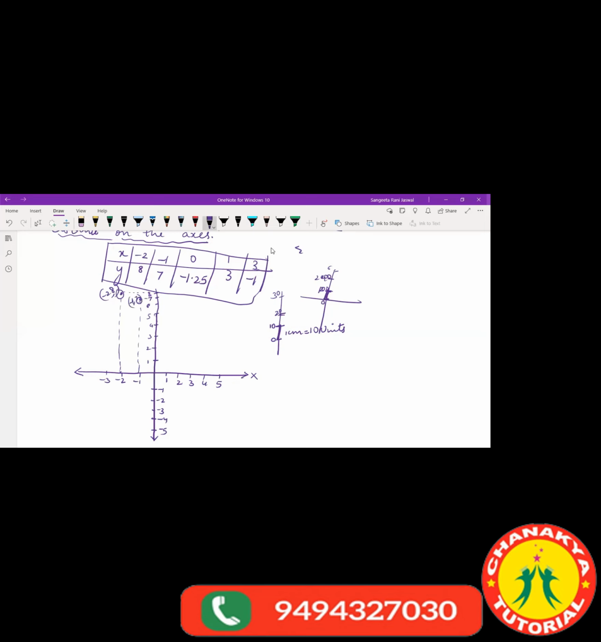Okay, next is (0, -1.25). Now 0 means only y is there. That means this point is on the y-axis. Now -1.25: we can see here that -1.25 lies between -1 and -2. Is it? The point lies between -1 and -2.